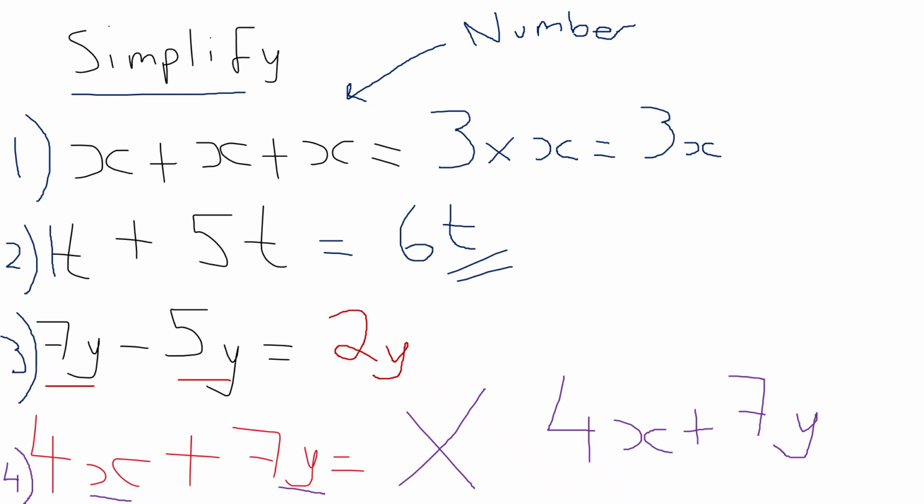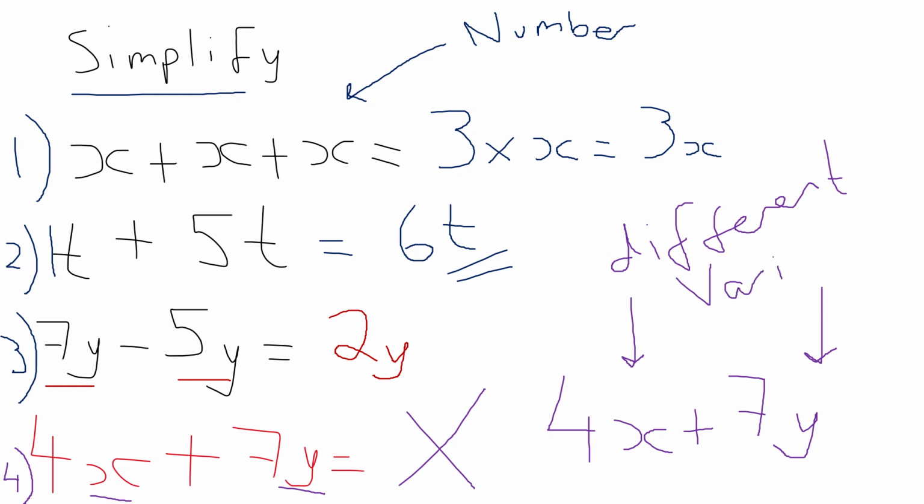I hope that makes sense. Think of it as I've got 4 apples and 7 bananas. You can say that I've got 11 fruits in total, but you can't say I've got 11 apples or 11 bananas, because that obviously makes sense. So they're what we call different variables. Obviously x and y represent different numbers, different variables, different denominations.